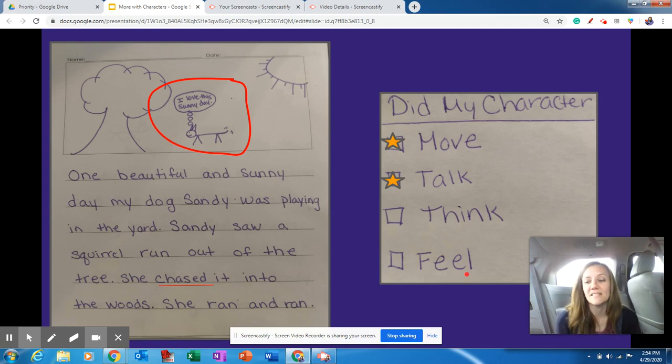I want to check over my Sandy writing and make sure that I made my character move, talk, think, and feel. Take a look at this page. One beautiful and sunny day, my dog Sandy was playing in the yard. Sandy saw a squirrel run out of the tree. She chased it into the woods.